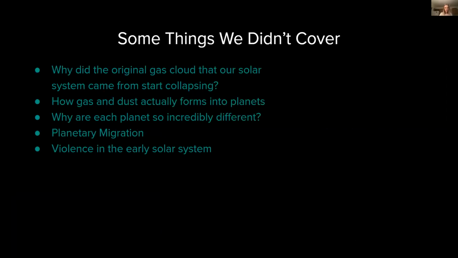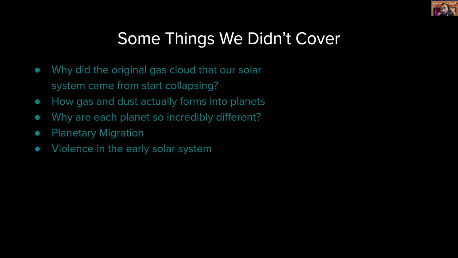Right, so this was just a super high level overview. There's a whole lot that we didn't cover, and I just wanted to briefly mention some of what we didn't talk about. One of the things that we didn't talk about was why the original gas cloud that turned into our solar system started collapsing. One of the main thoughts behind that is actually a nearby supernova. It sent out a shock wave, which caused that gas cloud to start collapsing into our solar system.